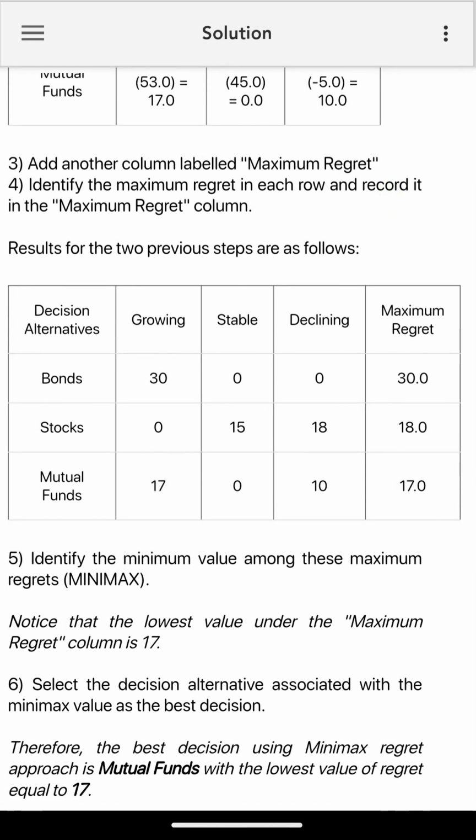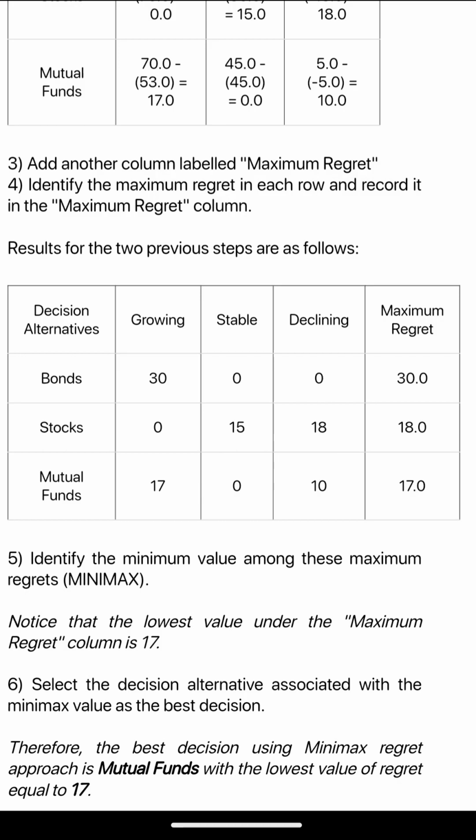Now that we have all the regret values calculated, we now introduce a new column and label it as maximum regret. In this column, we select the highest value of regret in each row. For example, in the first row, we have the regret values 30, 0, and 0. It follows that the maximum regret is 30.